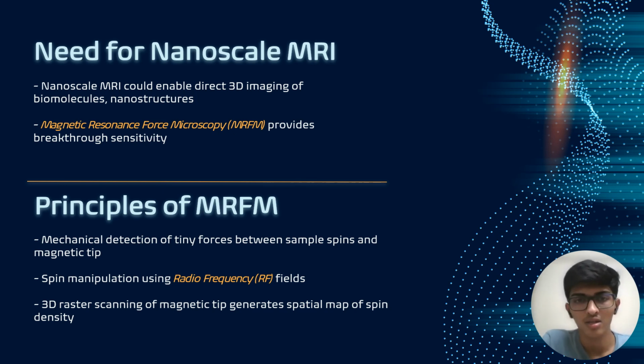And then there's the third step where we use a 3D raster scanning method, in which a magnetic tip is raster scanned or passed over the entire sample, generating a spatial map of spin density. This process allows for the construction of detailed 3D images of the sample's magnetic properties. So now moving on.